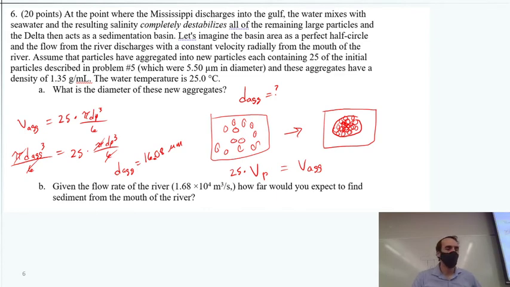Okay. So then part B says, given the flow rate of the river, how far would you expect to find sediment from the mouth of the river? So there's a little bit of geometry involved here, because it says in the problem prompt, it discharges into the Gulf, it mixes with seawater, resulting in completely destabilized, and then it acts as a sedimentation basin. And it says, let's imagine the basin area is a perfect half circle.